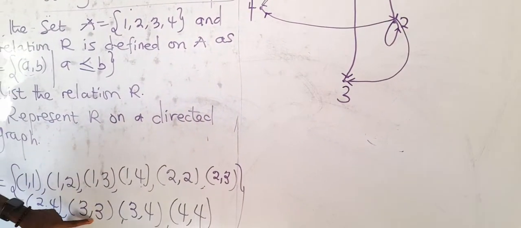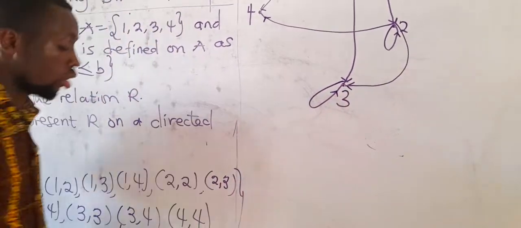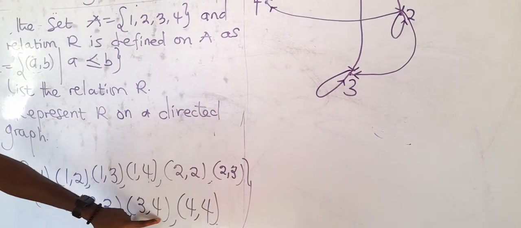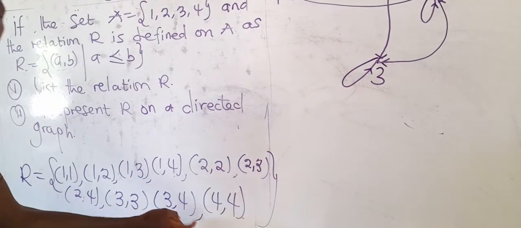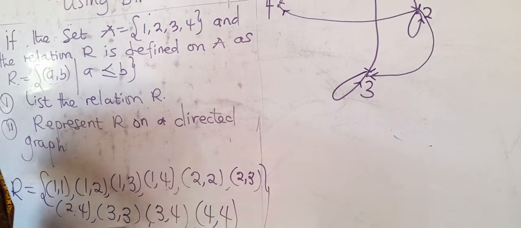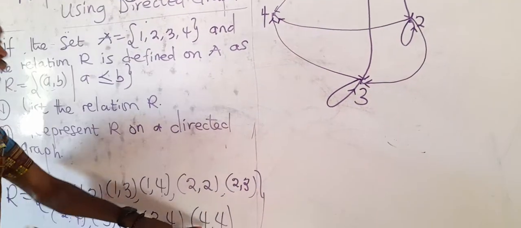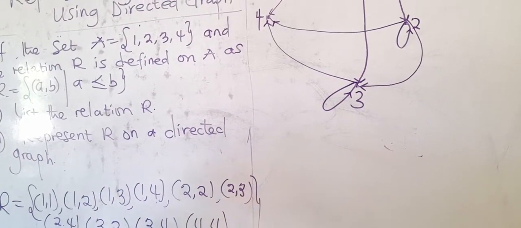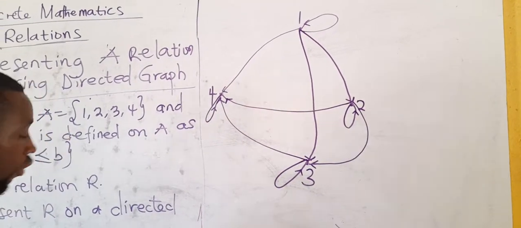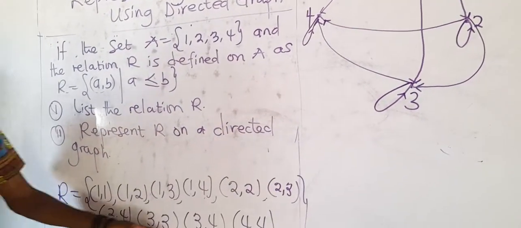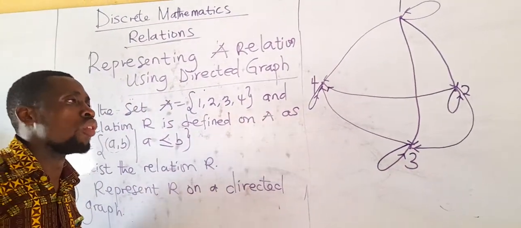Then 3, 3, self loop. 3, 3. The next one, 3, 4, an arrow from 3 going to 4, so we go here, like this. And the last one, 4, 4, that's a self loop, so we have this like this. Then this becomes a directed graph of this relation, I hope you understand that. It's a very nice graph. It's very simple, very simple.